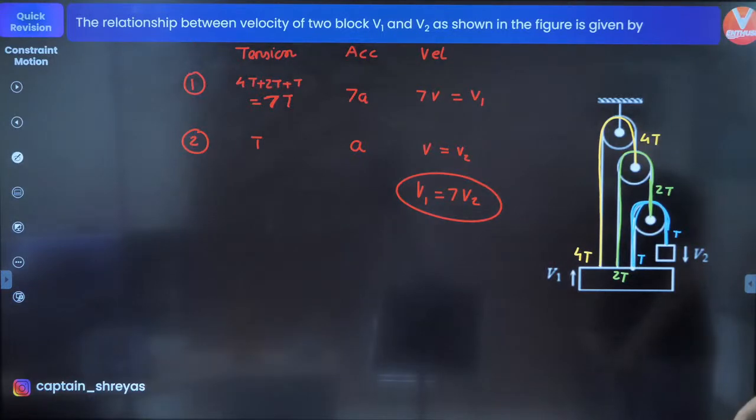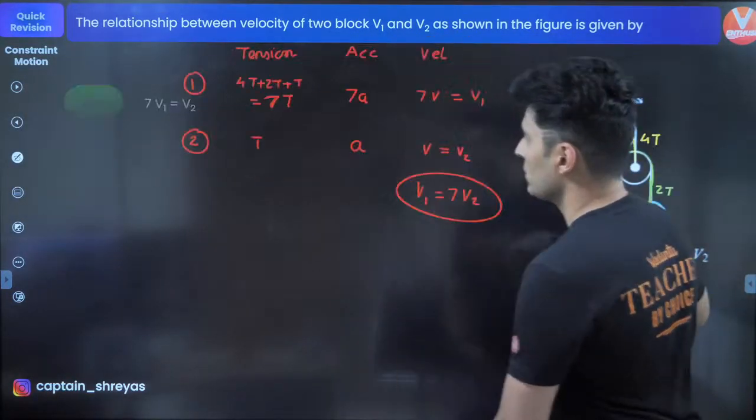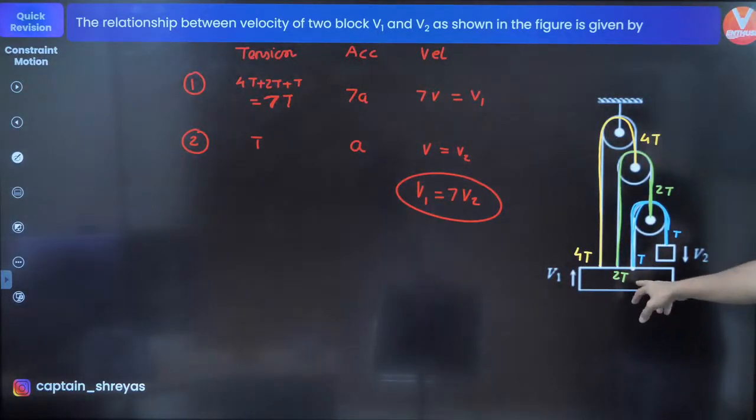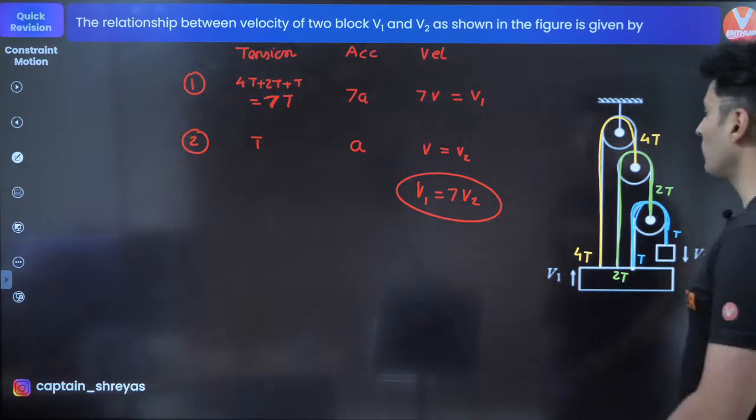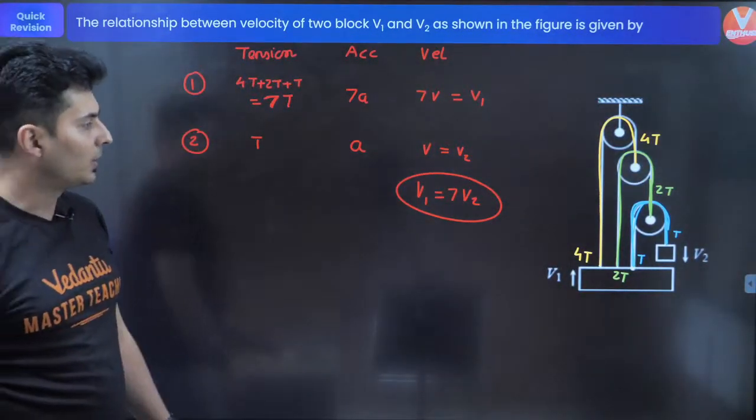I think over here it was given the other way around. Guys, ignore this. It was supposed to be the other way around. Okay, so v1 is basically 7 times of v2. Okay, I think everything is fine over here.